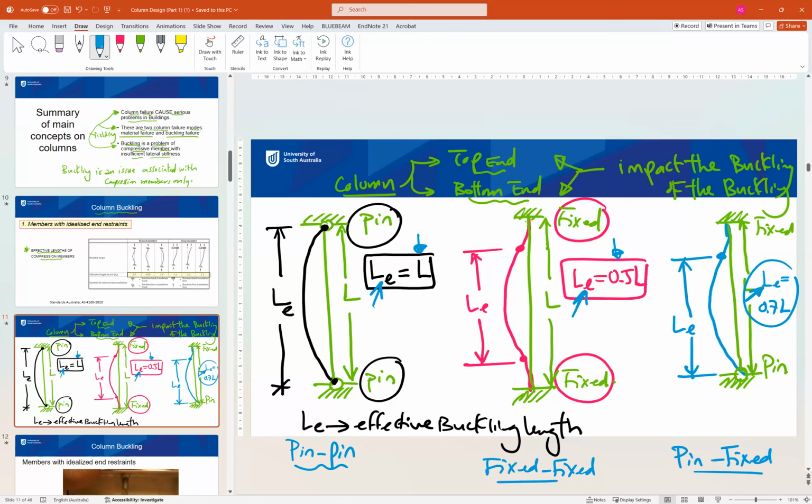Just for your information in the next part, when the column is pinned, the column will be more susceptible to buckling because the whole L is under buckling. The best one for buckling is fixed, because only half of the column will be subjected to buckling. And the pinned-fixed case will be something in between the two cases.